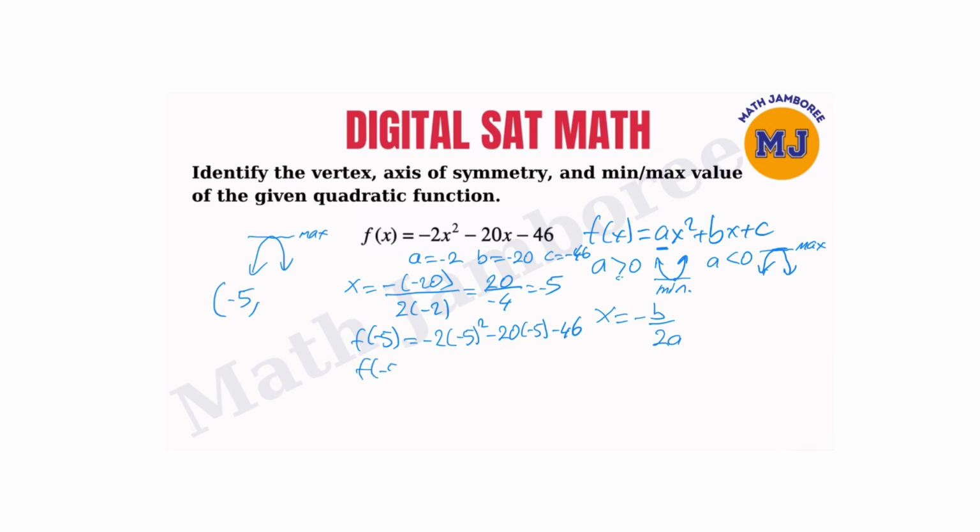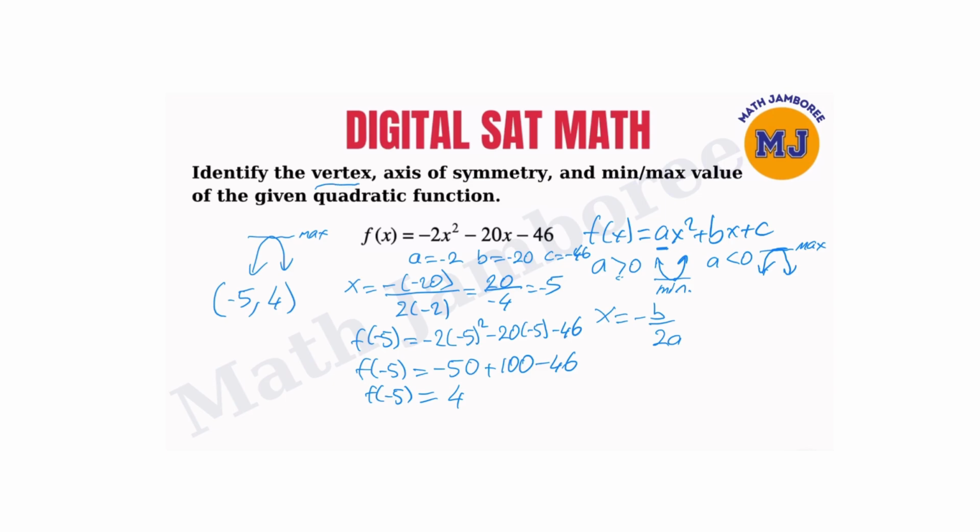So f of negative 5 is, negative 5 squared is positive 25 times negative 2, negative 50. Negative 20 times negative 5 is positive 100 minus 46. So f of negative 5 is negative 50 plus 100 is positive 50. 50 minus 46 is positive 4. Then the y component of our vertex is 4. So we just found our vertex. This is the coordinates of the vertex.